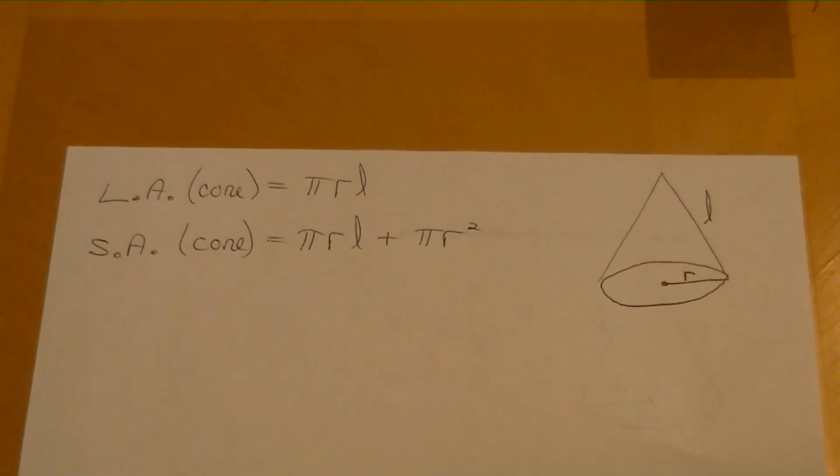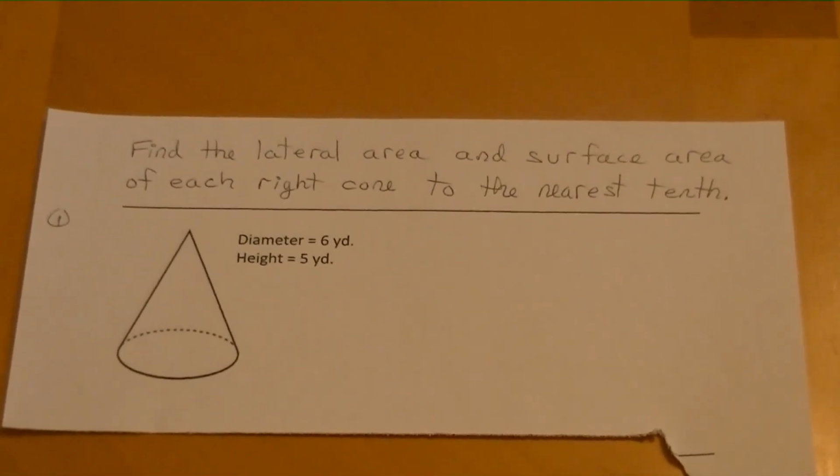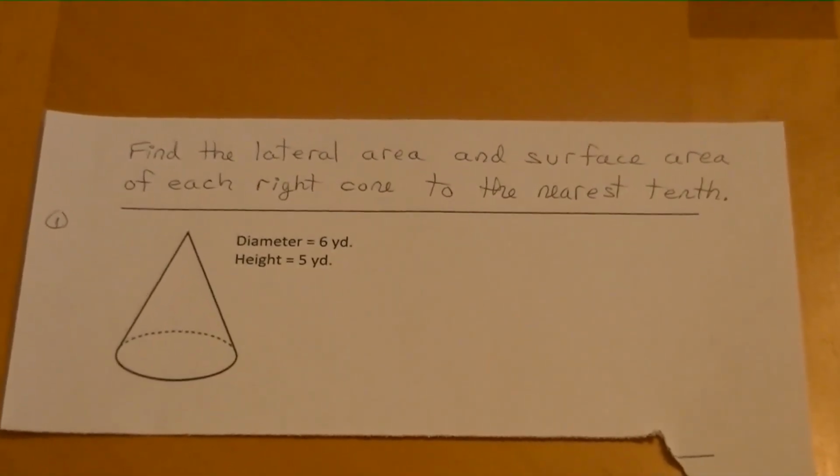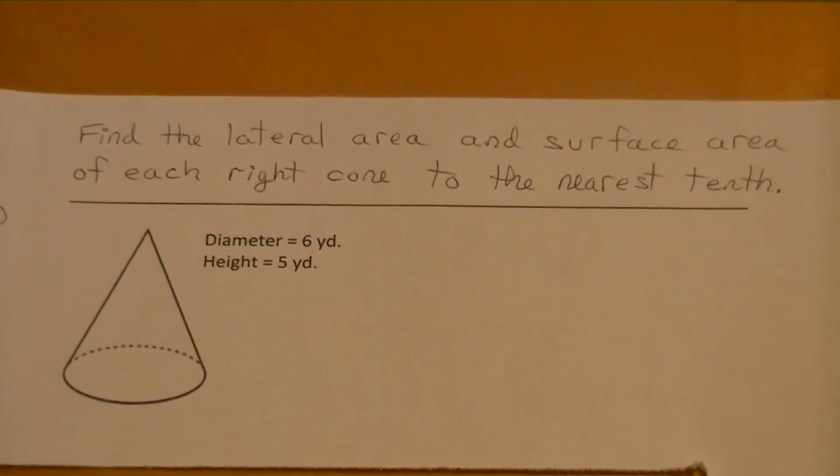Example number 1. Find the lateral area and surface area of each right cone to the nearest tenth. So we're going to round off to the nearest tenth. So you've got your formulas. Lateral area is pi r L, surface area is pi r L plus pi r squared. You can hit pause.